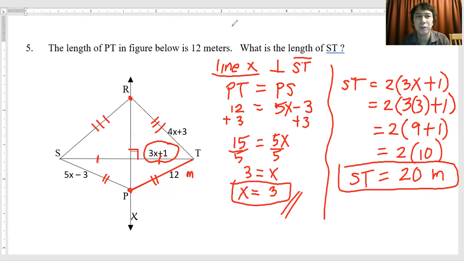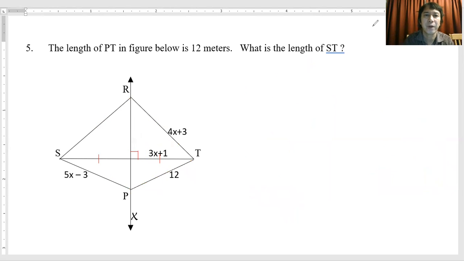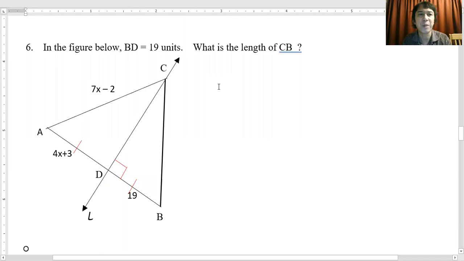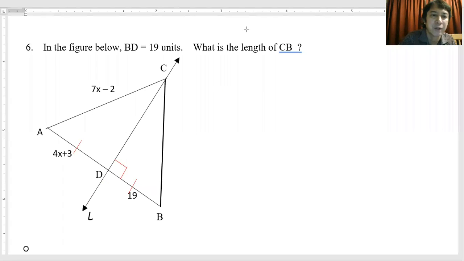We're now going to continue with the next number. We shall continue with number 6. Let's clear the screen and scroll. This will now be for number 6. Here's number 6. In the figure below, BD equals 19 units. That part is over here, BD. We marked it with a red colored line segment.